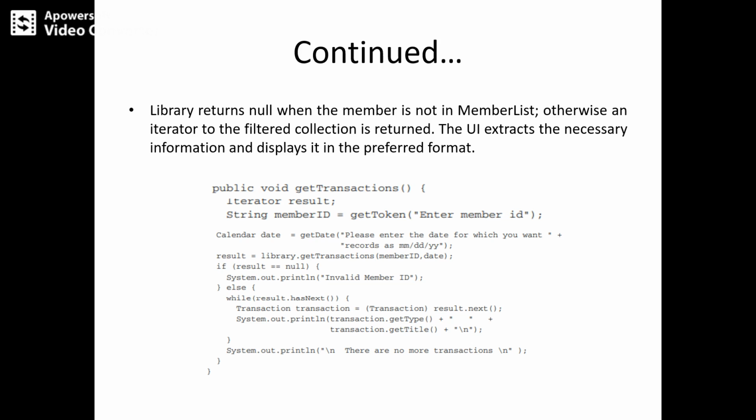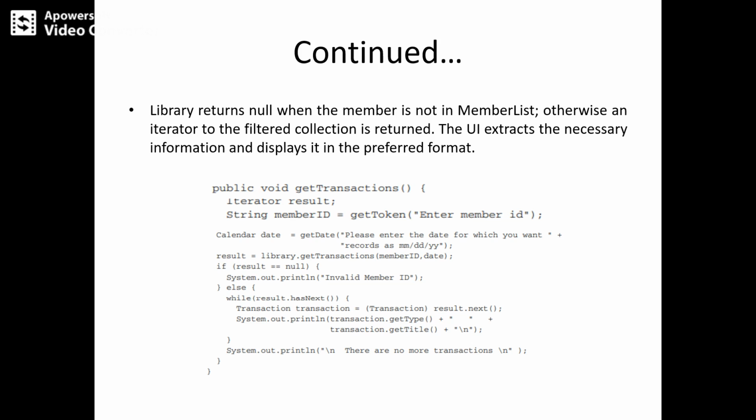So how can we store this? Result equals library dot getTransactions. It requires the member ID along with the date: which member and which date, in the prepared format, we need to get all the displayed information for. So how can we display the particular information of a particular person? That is result equals library dot getTransactions of member ID comma date.